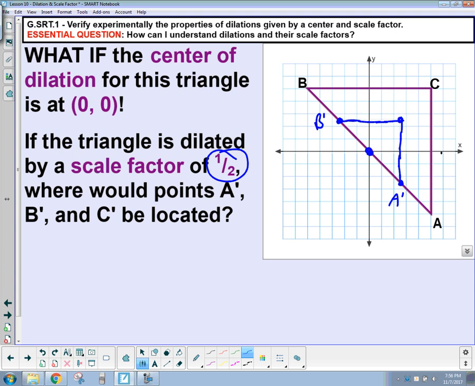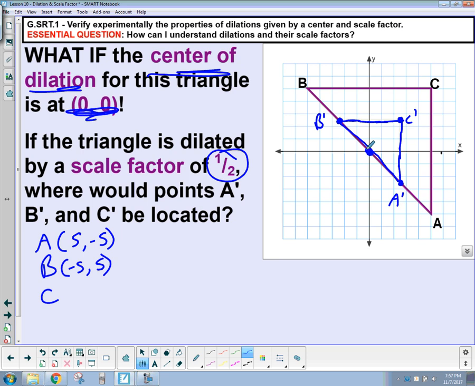My new triangle did get smaller, like we said it should. And they want the coordinates. Well, let me show you something. A, B, C. When the center of dilation is at 0, 0, all you do is multiply by the scale factor. So let's get the original points real quick. 1, 2, 3, 4, 5. 1, 2, 3, 4, 5. So that's 5, negative 5. I think B is negative 5, 5. C is 5, 5. So I'm going to times all of this by 1/2, and you'll find out we get the points I just counted out.